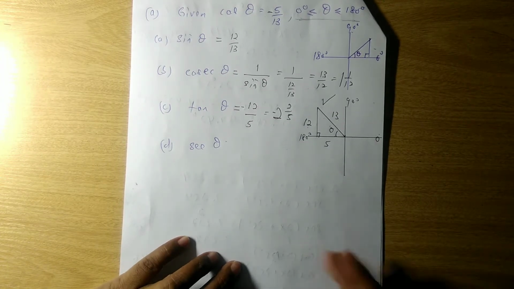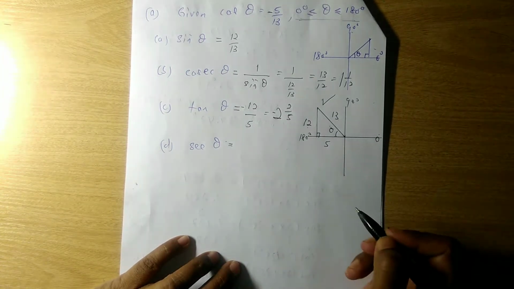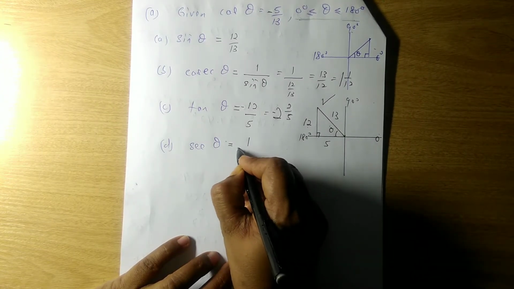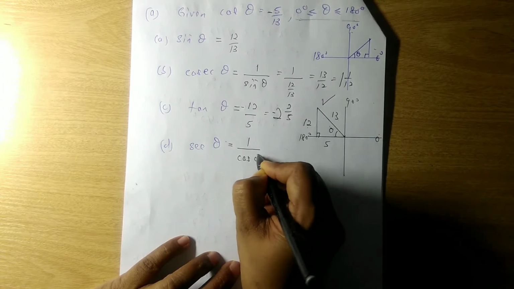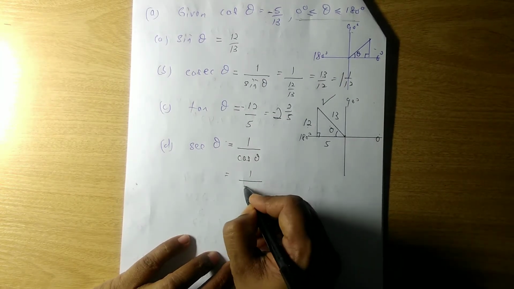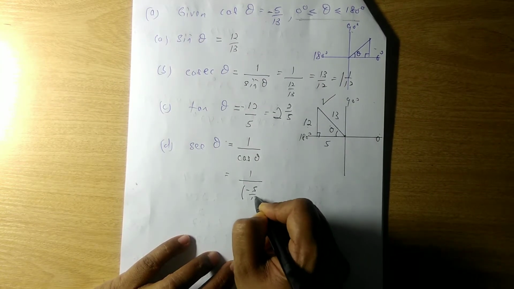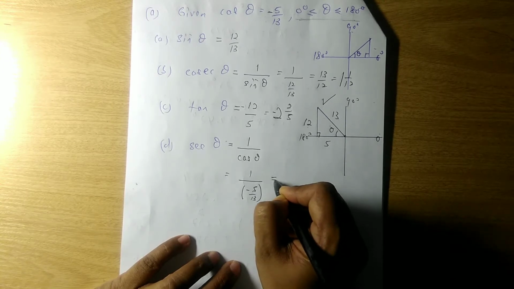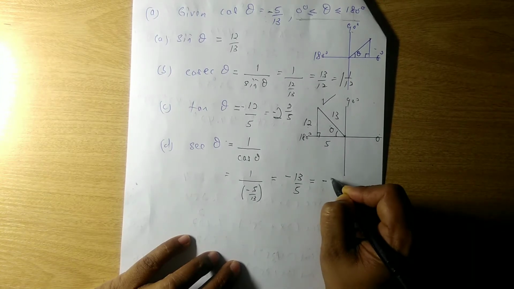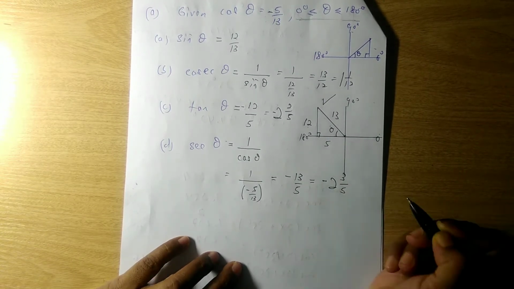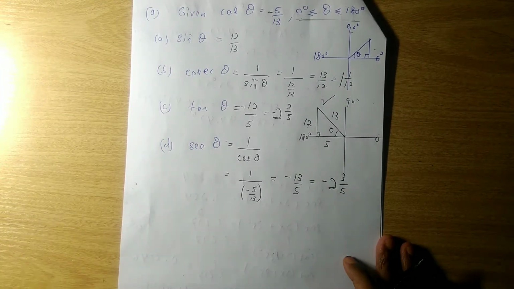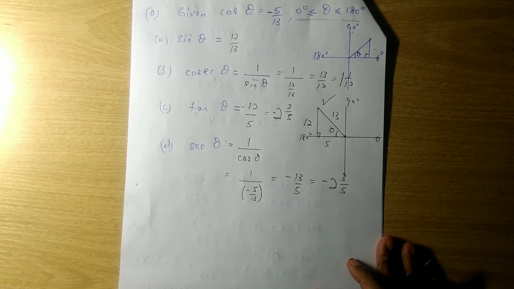Next is your secant. Secant theta is actually 1 over cos theta. So 1 over cos is what is given to us here, negative 5 over 13. So what we'll get is negative 13 over 5, which is negative 2 3 over 5. Okay, so this is another type of question that can be asked using the concept of trigonometry.